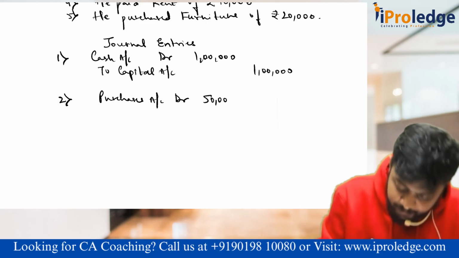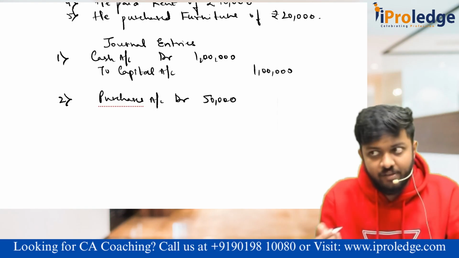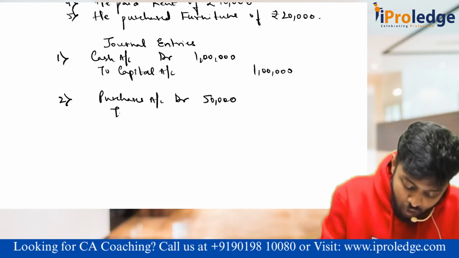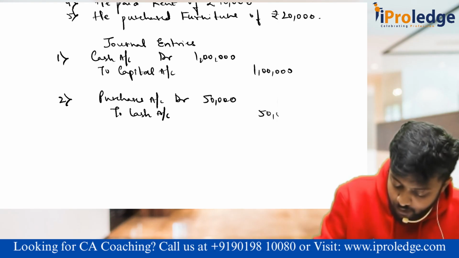50,000. Then I've told it's cash purchases. The moment I make cash purchases, my cash is decreasing. My cash is an asset, asset decreasing, credit. To cash account is 50,000.